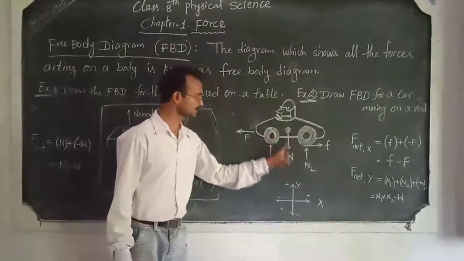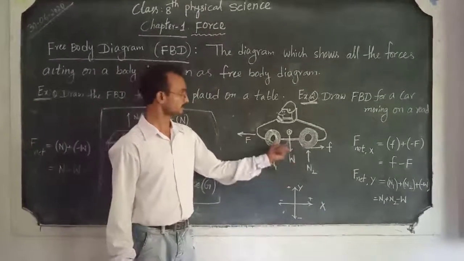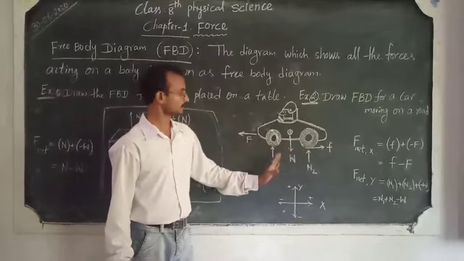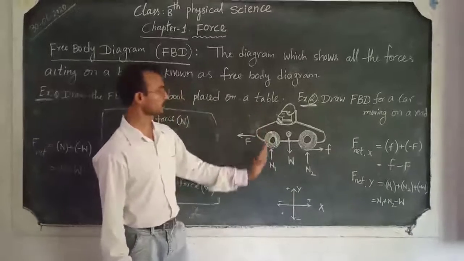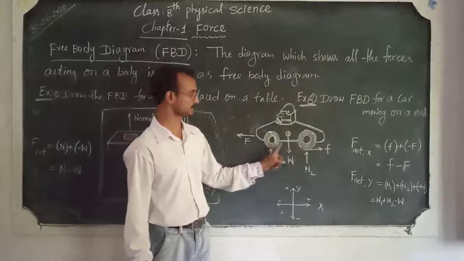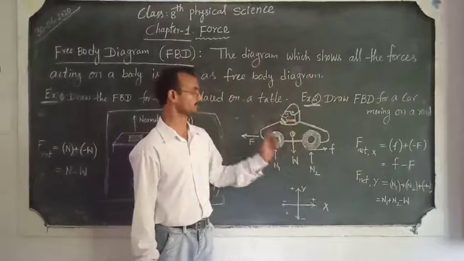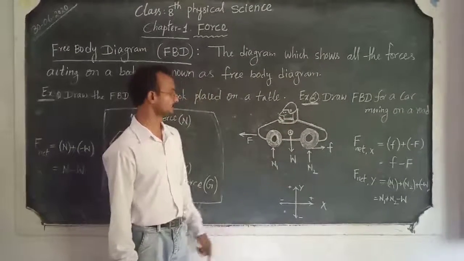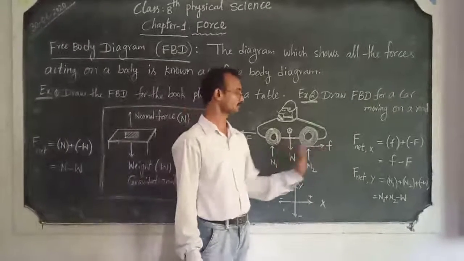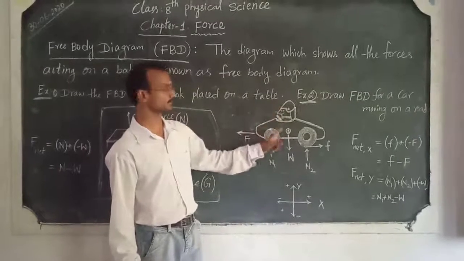Moreover, the weight of the car acts towards the downward direction. And if any substance is placed over any other substance like the road here, the solid substance applies a normal upward force, that is normal force N1 on one side and N2 on the other side. So N1 and N2 are the upward normal forces, W is the downward weight, F is the forward direction engine force, small f is the backward direction frictional force. These are the forces acting on this car which is moving on a straight road.